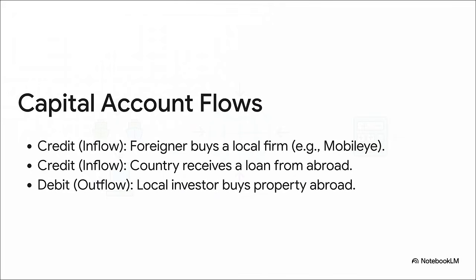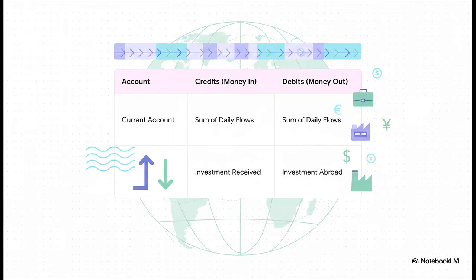Okay, let's make this really concrete. Remember when a foreign company bought the Israeli tech firm Mobileye? A massive amount of foreign currency flowed into Israel to make that happen. That's a huge credit. But on the flip side, if an Israeli investor buys a building in New York, money has to flow out of Israel to complete the purchase. That's a debit.